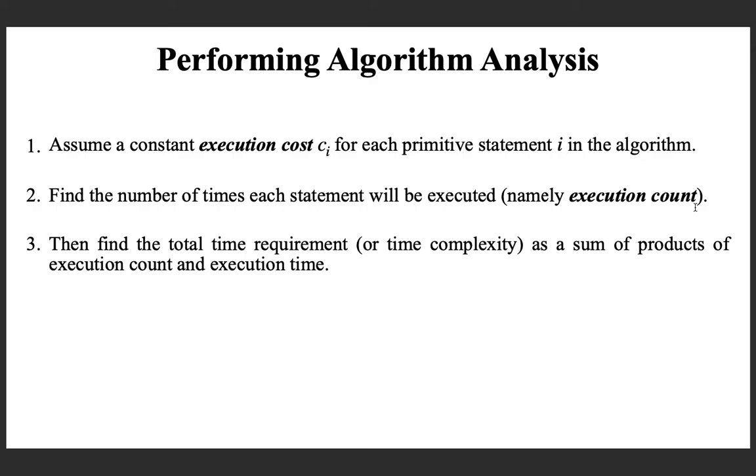So then you can find the total time requirement or time complexity as the sum of products of execution count and execution time. For example, suppose there are two instructions, C1 is assumed as the time taken for the first instruction and C2 is taken as the time for the second instruction, and suppose that the first instruction is executed 10 times and the second instruction is executed only once, that is, the first one is in a loop, the second one is not in a loop. Then you can say that it is 10 into C1, 10 times the first statement, plus C2, because the second statement is assumed to be executed only once.